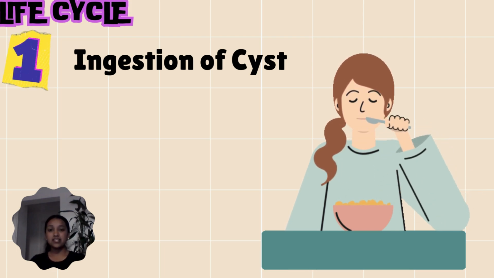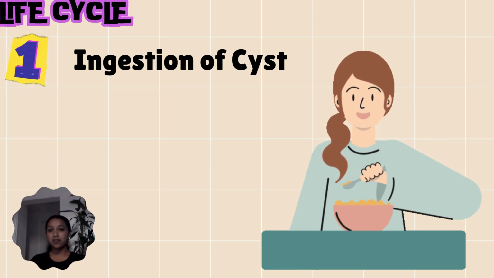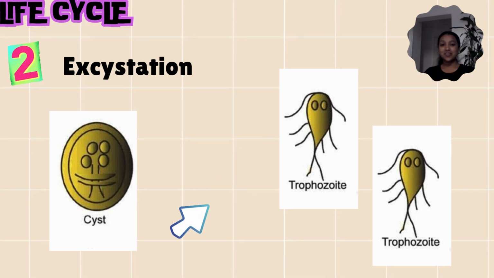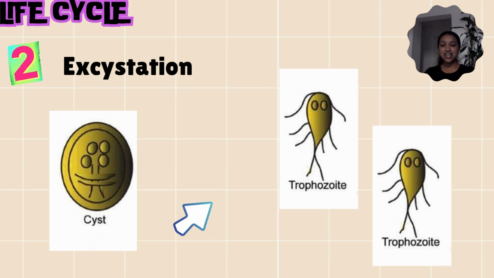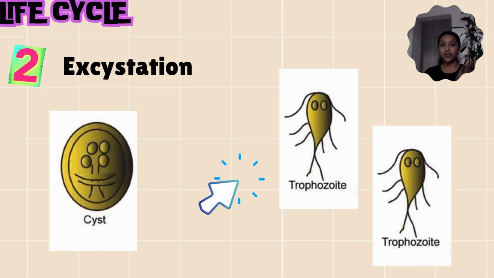Here, what happens is that the cyst goes and adheres to the mucosal membrane of the duodenum. So, once inside the small intestine, the cyst is able to produce two trophozoites, and this process is known as excystation.